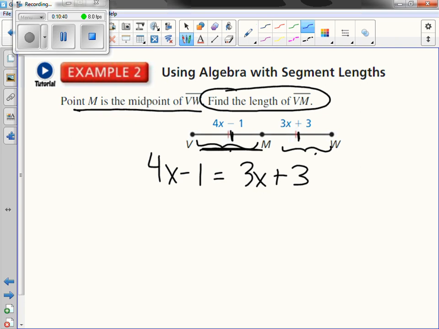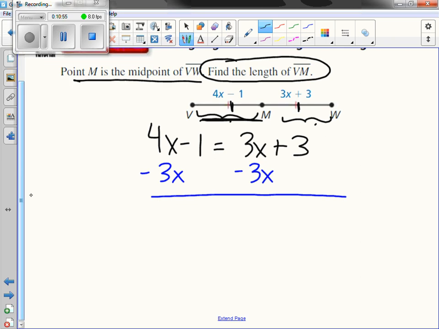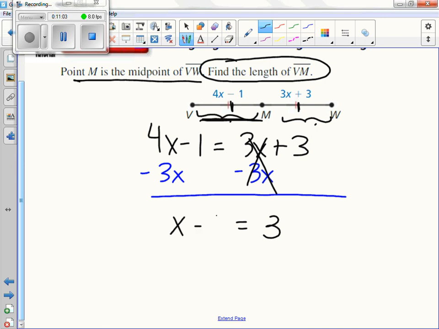Now the first thing we need to do in solving for the value of x is we need to get the x's on the same side. And what I'm going to do to get the x on the same side is I'm going to subtract 3x from both sides. And when we subtract 3x from both sides, we're getting x on the same side of the equal sign, because 3x minus 3x cancel, leaving me with just 3 on the right side. 4x minus 3x is going to be x minus 1. Now we have all the x's on the same side.